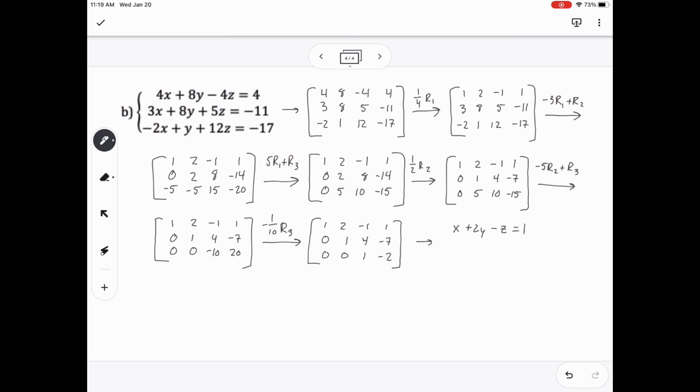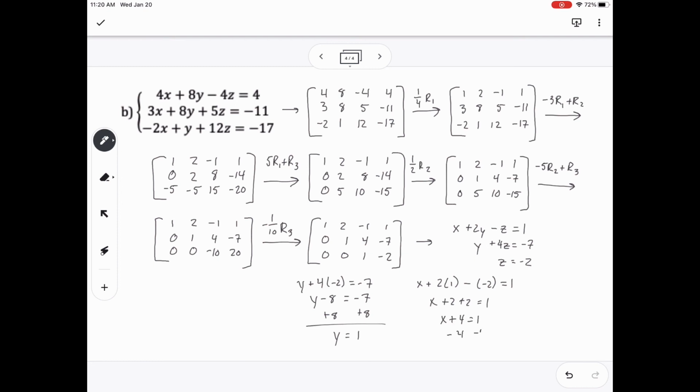Now I'm pulling them out to use back substitution to help me solve. I have z equals negative 2 here. I use that to help me find y, which is 1. Then I use both those values to help me find x, which will be negative 3.